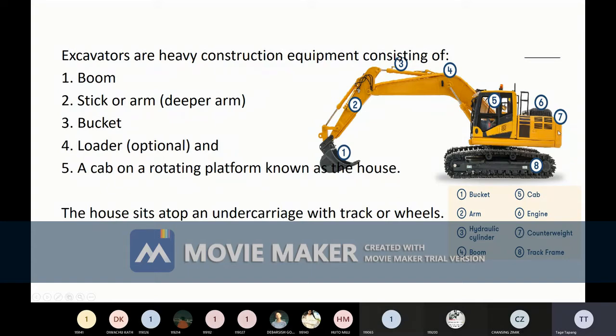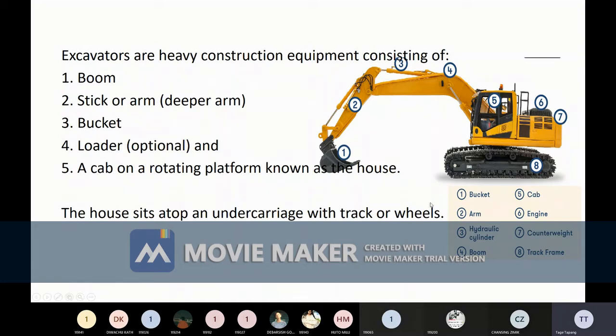Why are we using counterweight? Because when we are lifting or when we are cutting, some force will be exerted here. So the tendency of the machine will be to tip on one side, on the front side. To balance that, we have this counterweight. Alright. So these numbers 5, 6 and 7 together make your house. And of course we have track frame, which is inside the undercarriage.